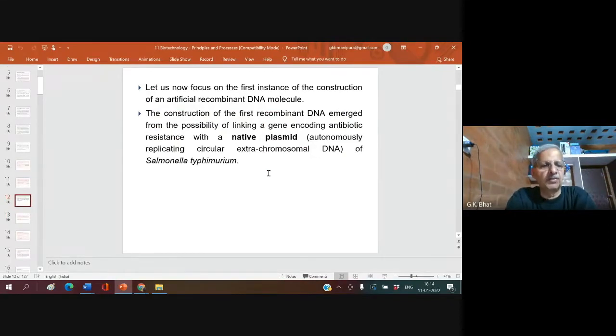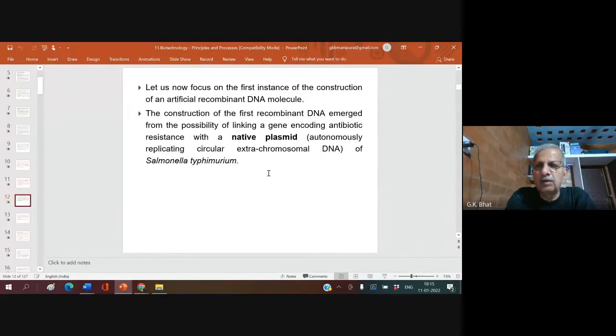Let us now focus on the first instance of the construction of an artificial recombinant DNA molecule. Who did it? When? Where? And how? We are looking into the first case of recombinant DNA technology, the construction of the first recombinant DNA. What do you mean by recombinant DNA technology?